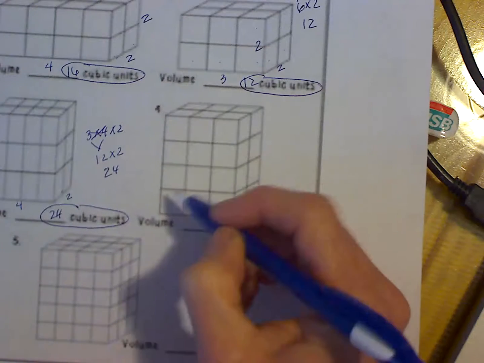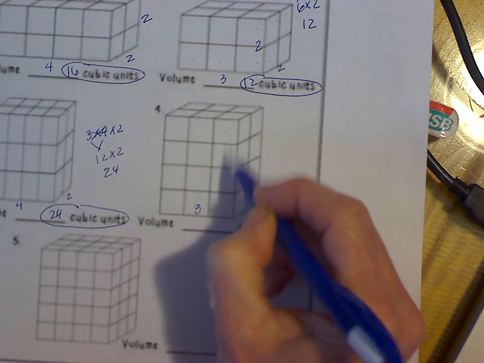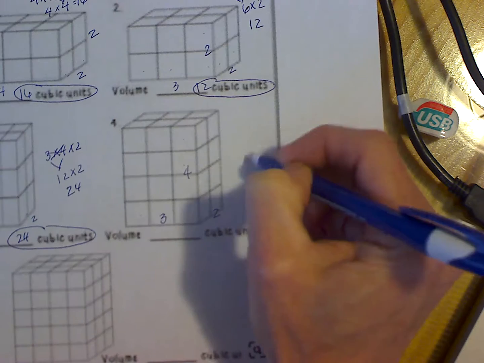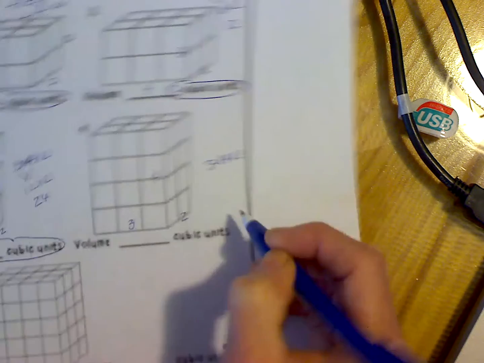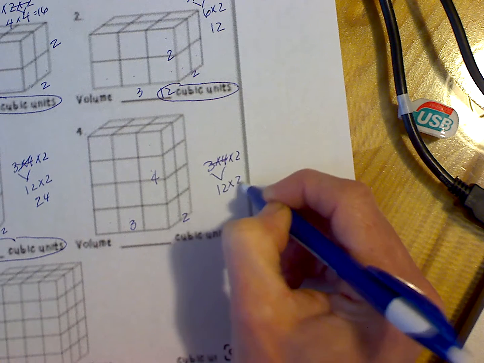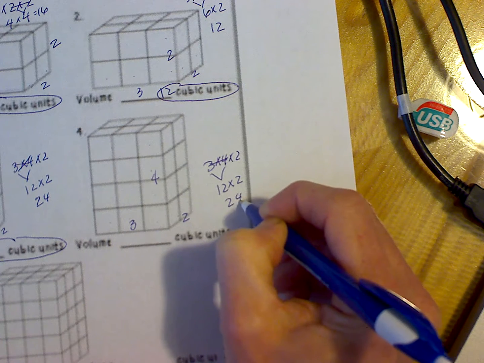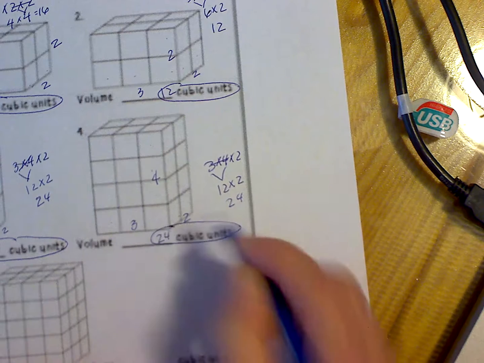Number 4, I have 1, 2, 3 across, 1, 2, 3, 4 up and down, 1, 2 going back. So I'm saying 3 times 4 times 2. 3 times 4 is 12. Cross that off, bring this times 2 down, and 12 times 2 is 24. So we have again 24 cubic units.